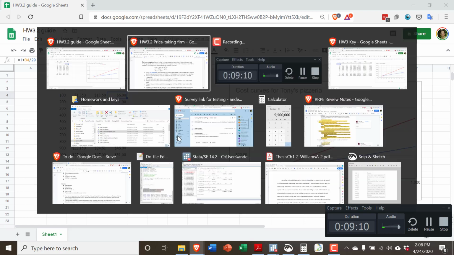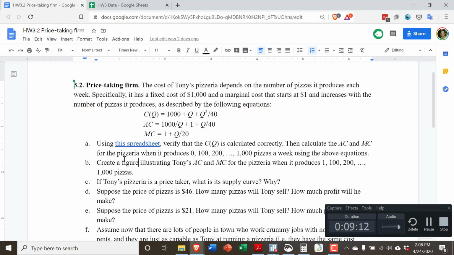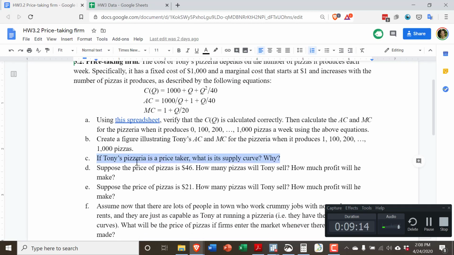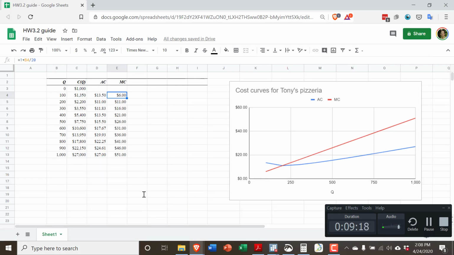It looks like the figures that we have in the book. Okay, so if Tony's Pizzeria is a price taker, what is its supply curve and why? If Tony's a price taker, it means he's not setting a price at all. He's just going to be told what the price of pizza is, and he's going to decide how much to produce. His marginal cost curve then will be his supply curve.